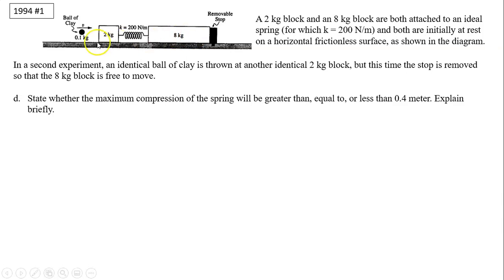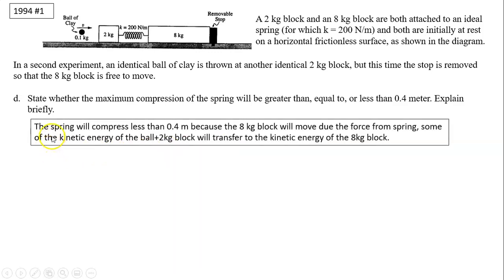The 8 kilogram block is able to move, and it will move. Why will it move? When the ball is sticking to the 2 kilograms, moving to the right, this is going to compress the spring, exerting a force on the spring. In turn, the force from the spring will push the 8 kilogram block to the right. So the 8 kilogram block is going to move. As a result, the spring will compress less than 0.4 meters.